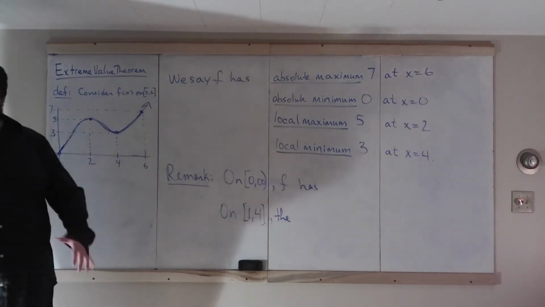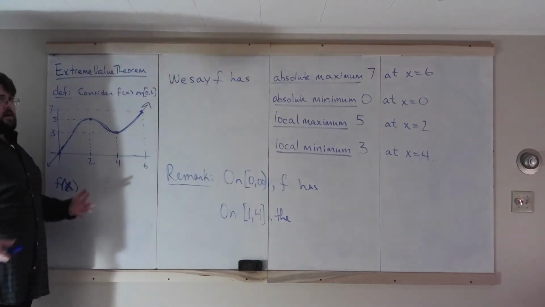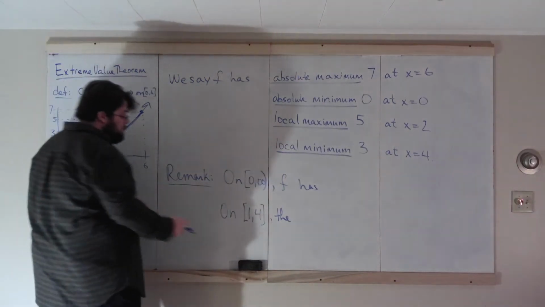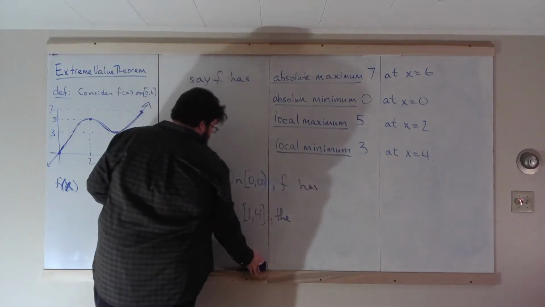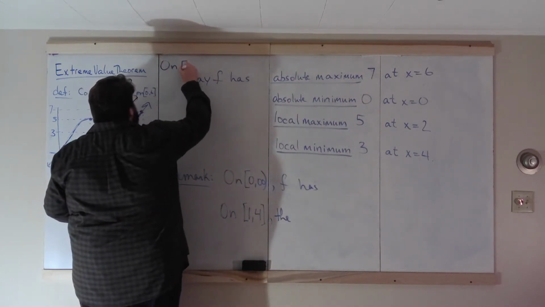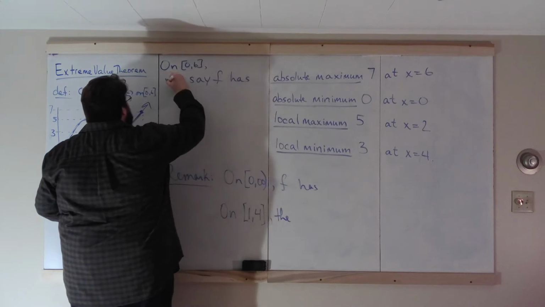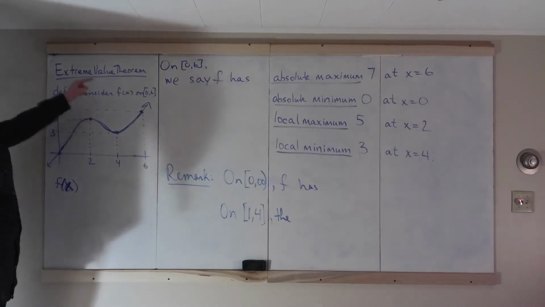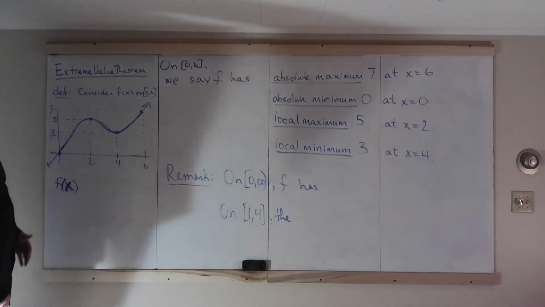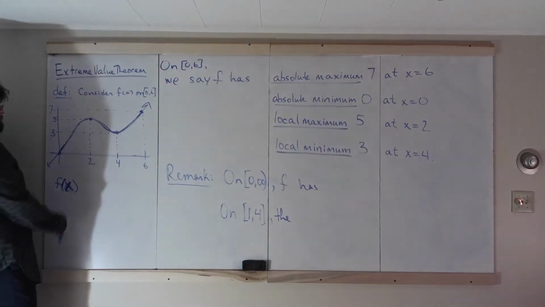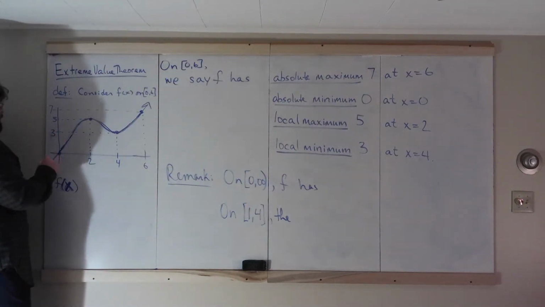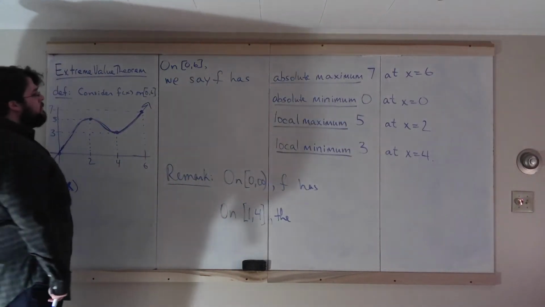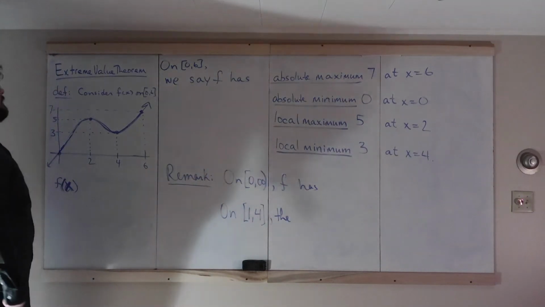The absolute maximum is the highest the function gets, the largest y value. On 0 to 6, we say f has absolute maximum of 7 at x equals 6, the highest point. We say on 0 to 6, f of x has absolute minimum, the lowest point, absolute minimum of 0, when x equals 0. When is probably a better word.